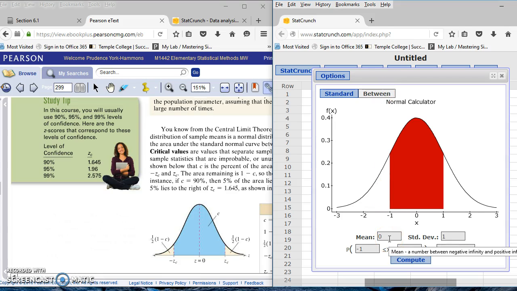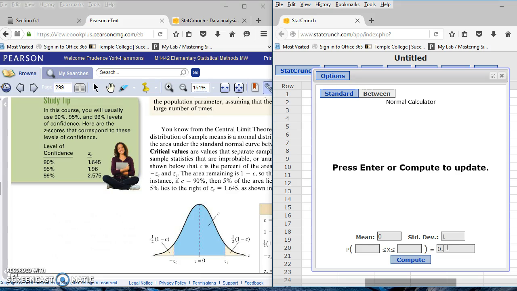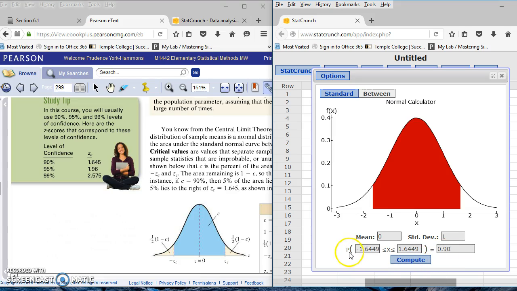We're looking for critical values of Z, so the mean has to be 0 and the standard deviation is 1. The area, or the portion of the curve that we want for C equal 90% was 0.9. And when I click compute, it says that my values run from negative 1.6449 to a positive 1.6449. If you round that to 3 decimal places, you get 1.645. And that's the same Z value they have over here, the critical value of Z, when C is 90%.